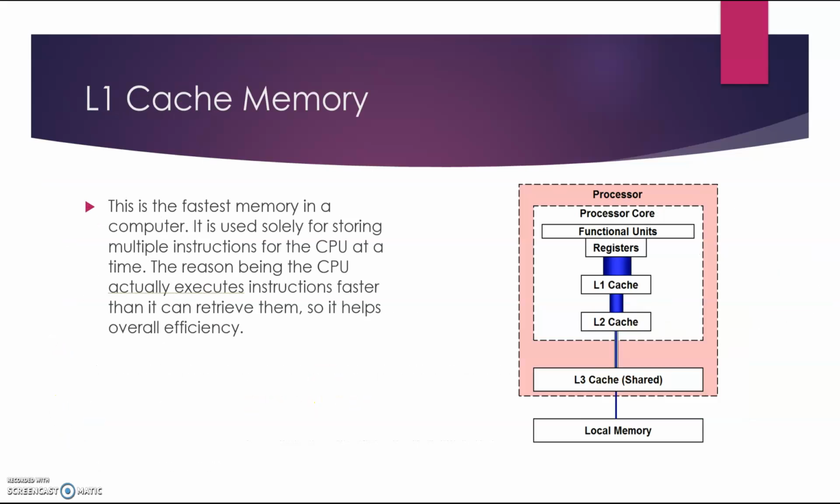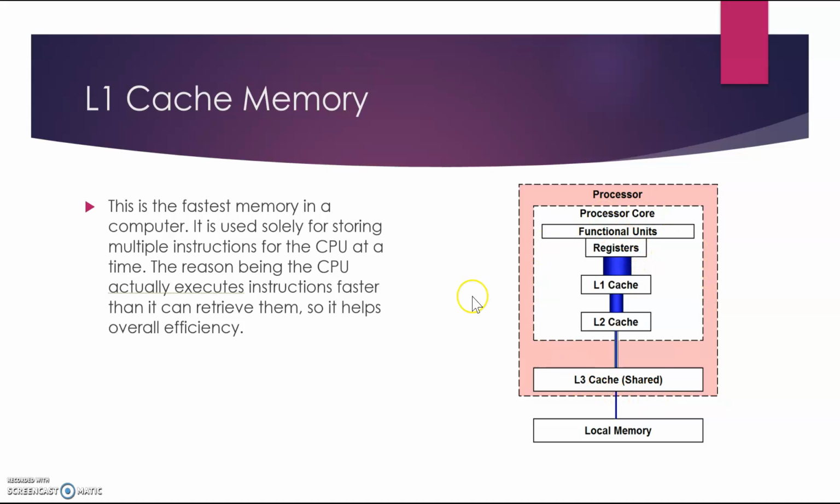So let's talk about the cache memory that we were talking about earlier in the CPU. The memory that is actually a part of the CPU. This is the fastest memory in the computer. I believe it's 100 times faster than random access memory. It is used solely for storing multiple instructions for the CPU at a time. Multiple. The reason being the CPU actually executes instructions faster than it can retrieve them. So it helps overall efficiency. It helps to have, for example, 4 instructions lined up for the CPU, because the CPU is constantly blowing through them.